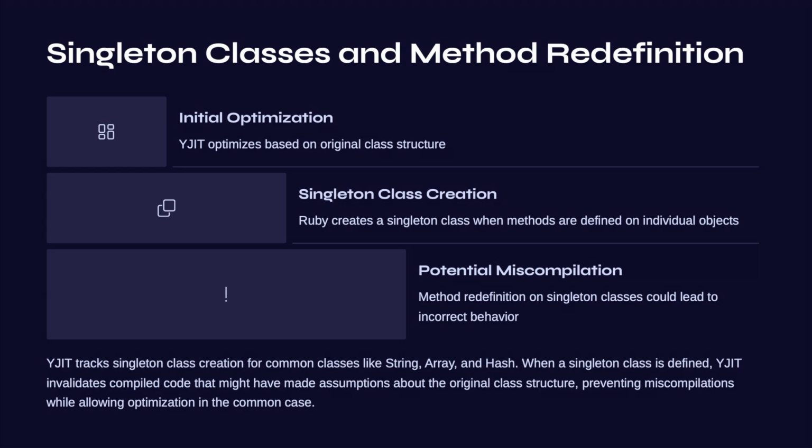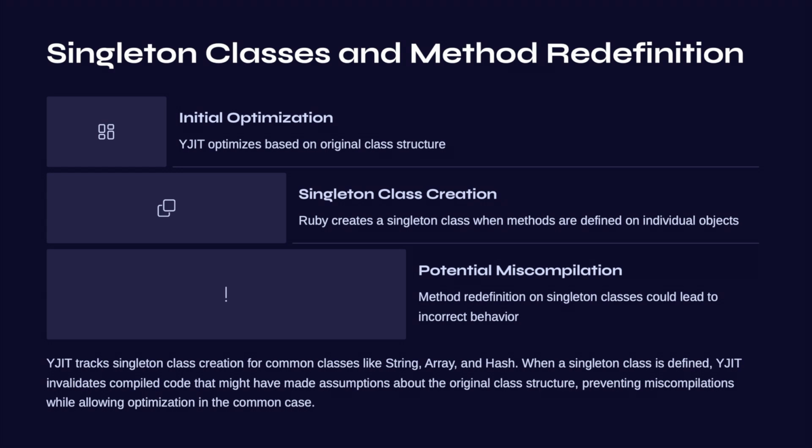Very clever. What else is new in 3.4? Handling singleton classes. This is another classic Ruby dynamic feature. Right, where you define a method not on the class, but on one specific object instance. Yeah. Like misstring.define_singleton_method upcase. Exactly. So only that one string object, misstring, now has an upcase method that returns foo, while all other strings behave normally. How does that trip up YJIT?